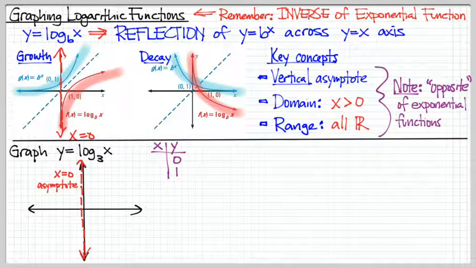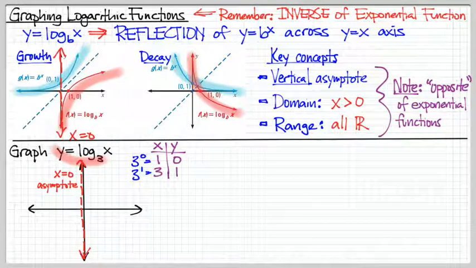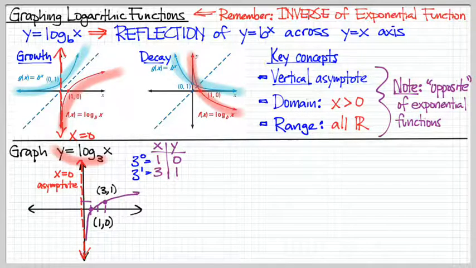So to figure out the x value, I think like this: 3 to the y power. So 3 to the 0 power is equal to 1. 3 to the first power is equal to 3. I plot these 2 points out, and then I can draw my logarithm graph. Remember, it hugs at the bottom here the asymptote, but it never quite touches it.